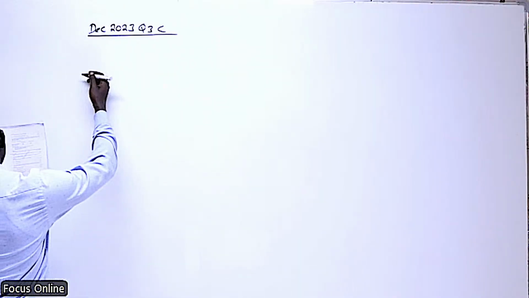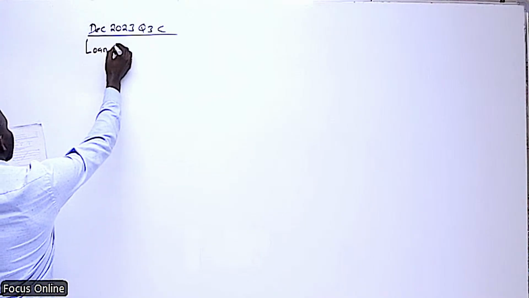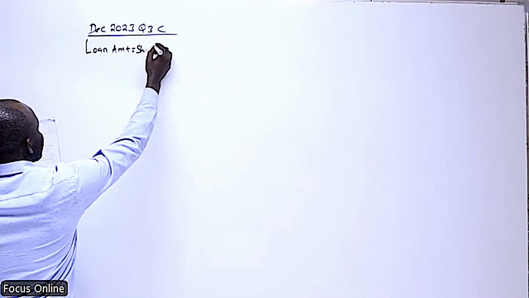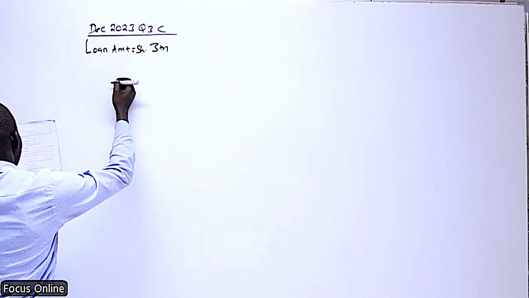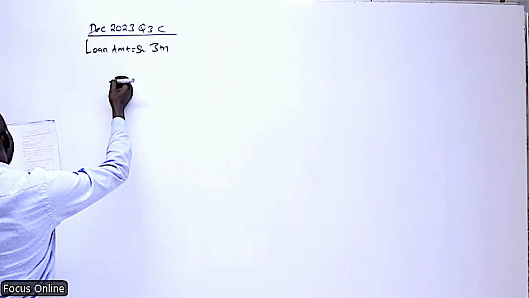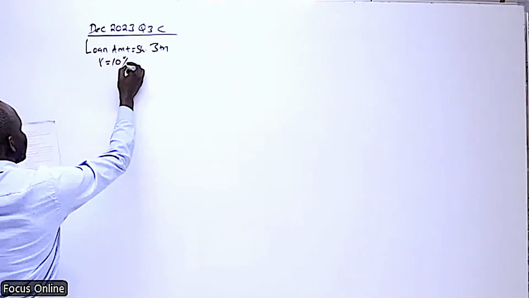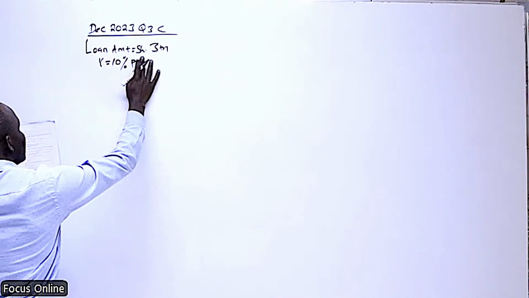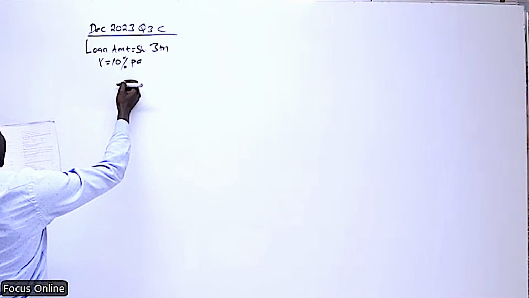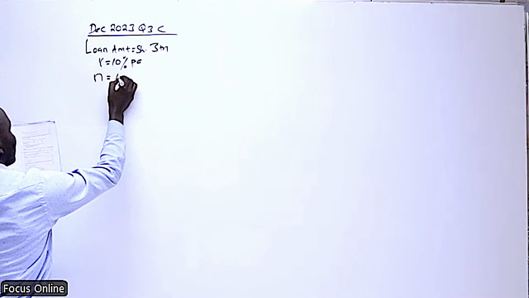So the loan amount is 3 million, to purchase a piece of land for his family. The interest rate agreed upon is 10% per annum. The loan is repayable in 4 years of equal installments, 4 years.